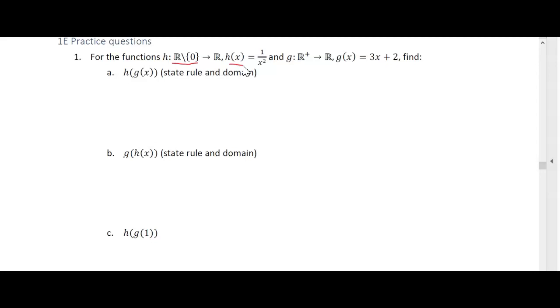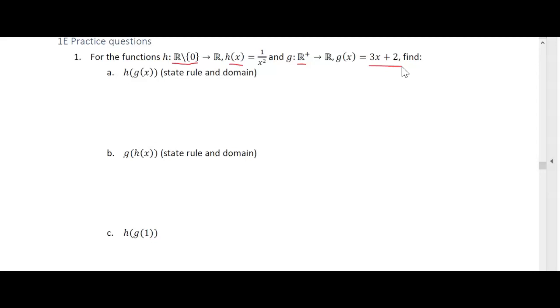And then our second function, g, has domain R positive, so any positive real number. Remember, that doesn't include 0, and the rule is 3x plus 2. Obviously, 3x plus 2 would be defined for any real number, but it has defined the domain as only being the real positive values.